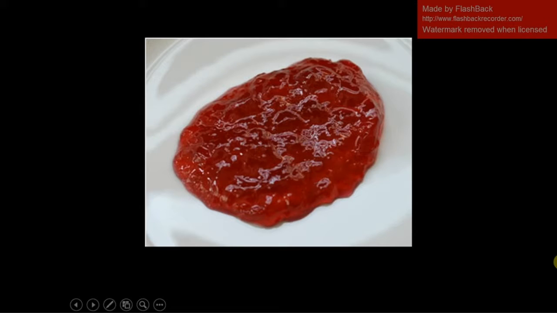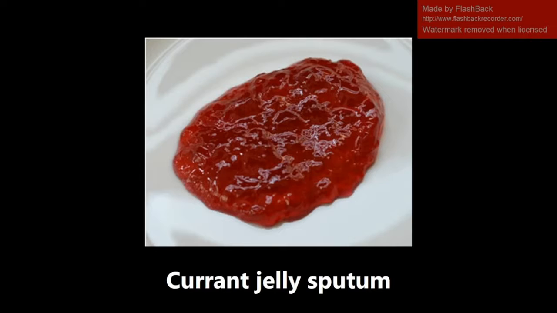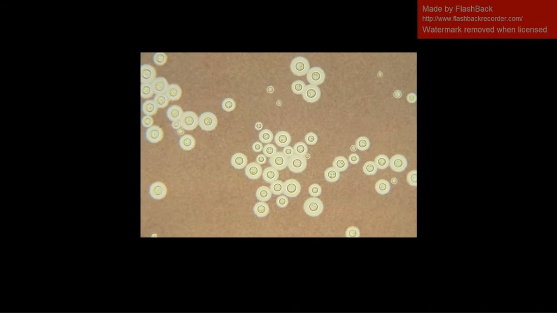This image itself isn't very high yield, but the description is. So this is currant jelly sputum. I just wanted to put a picture of it because a lot of people just know the term, but they don't know exactly what it looks like. So currant jelly sputum is going to be seen in alcoholics and diabetic patients who have pneumonia caused by Klebsiella pneumoniae. So this is basically what it looks like. They might not even say currant jelly sputum, but just something along those lines. You want to be thinking about pneumonia caused by Klebsiella pneumoniae.